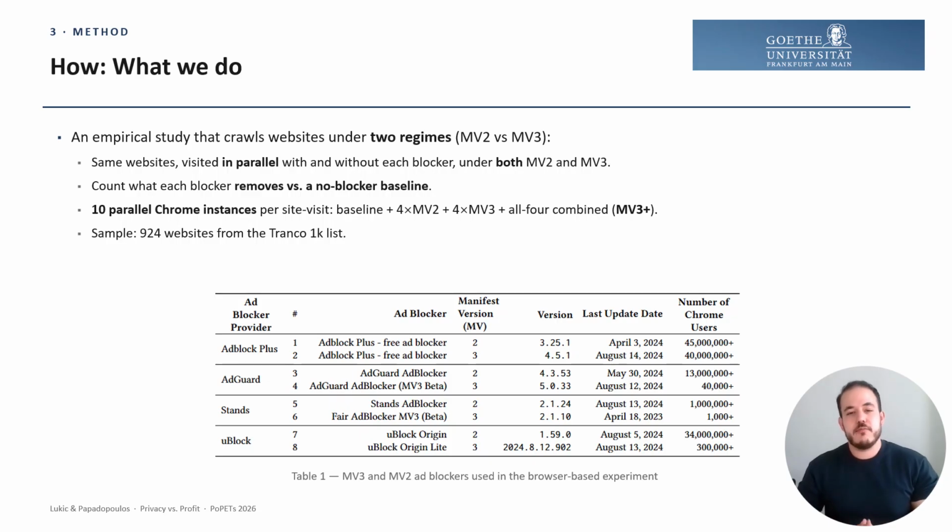And we run an MV3 Plus version to mitigate the concern that if a user runs several MV3 ad blockers at the same time, they might run into the global rule limit, which might limit the functionality of those ad blockers. The whole measurements are done over the Tranco 1K list, and 924 websites are the final sample, and the Tranco 1K list is a list of particularly popular websites.